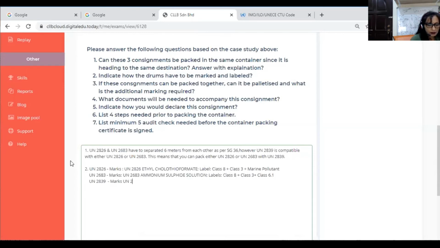Marks: UN 2839. 2839 is LL format, is it? 2839, 2839. No, it's LDOL. And then labels 6.1, just one, yeah? Class 6.1. So you answered question 2.